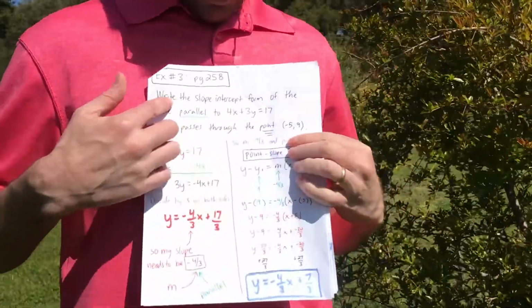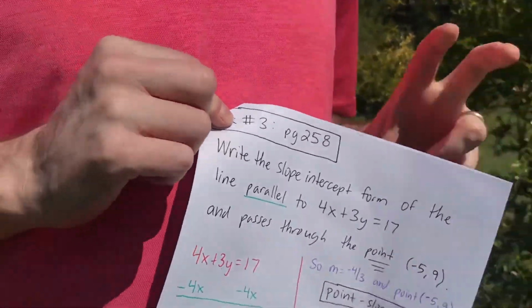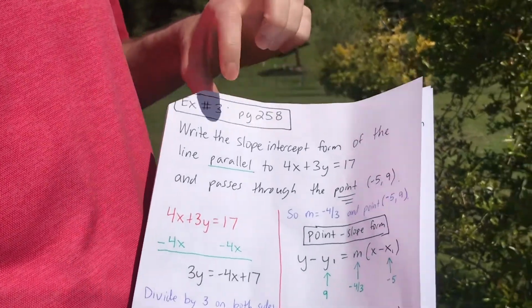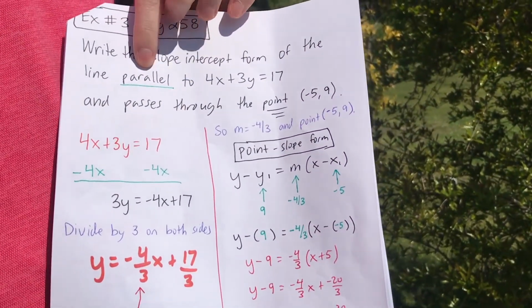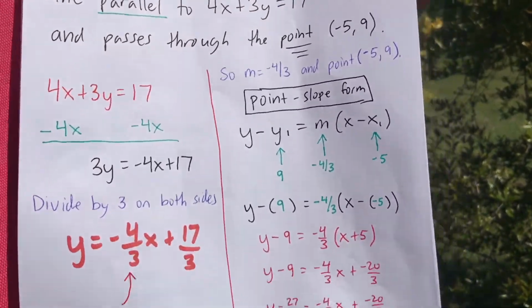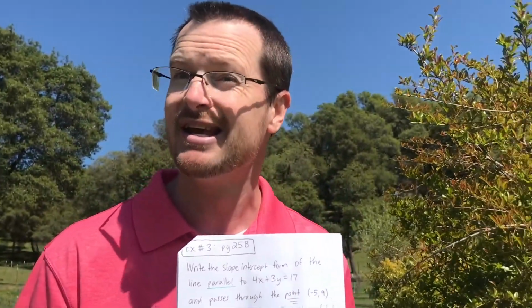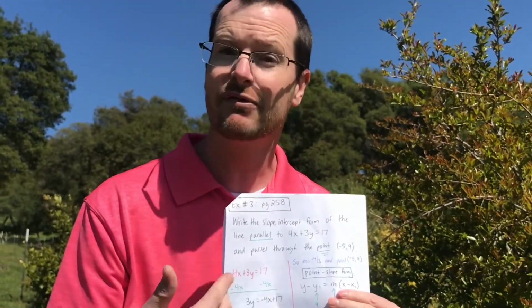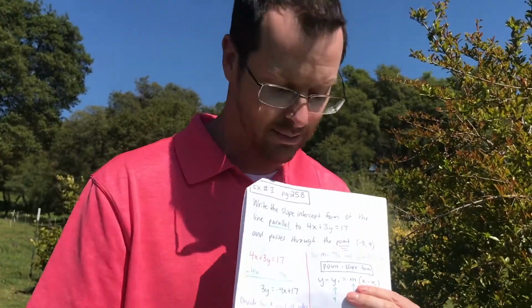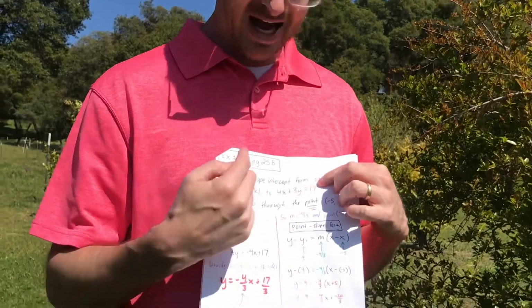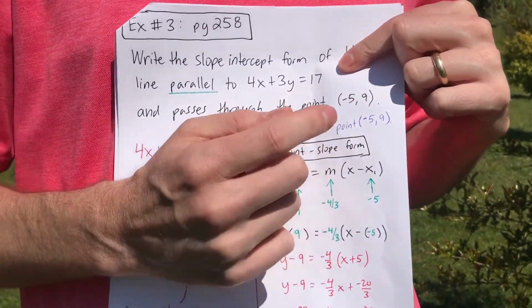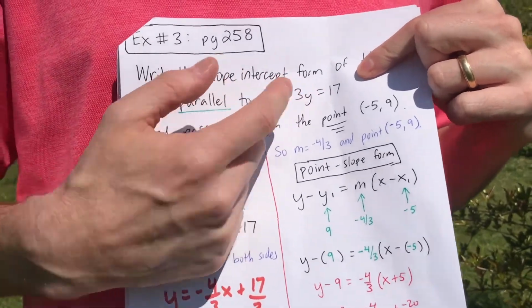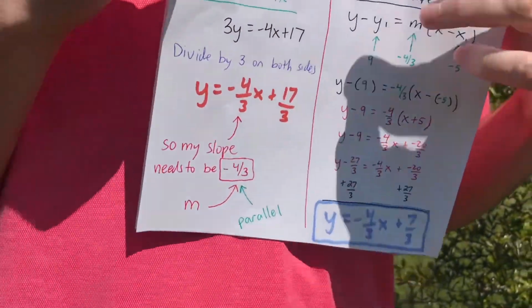Yes. What we're going to do right now is finish up with example number 3 here. Page 258, it says, write the slope-intercept form of the parallel line, the line parallel to this equation. Okay, we've got to stop right there. What does parallel mean? It means same slope. So whatever the slope is originally, you have to use the same slope. So they gave me an equation, I need the same slope as it, and it has to pass through this point, negative 5, 9. So they're giving me something to find the slope for, and they're giving me a point.